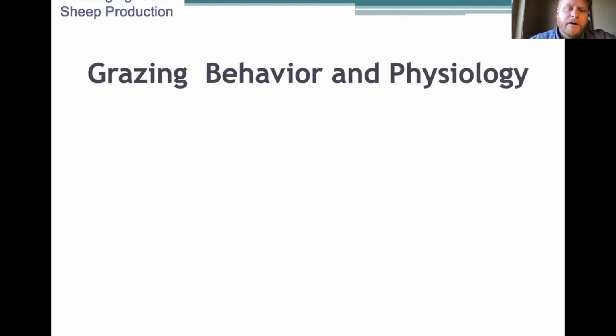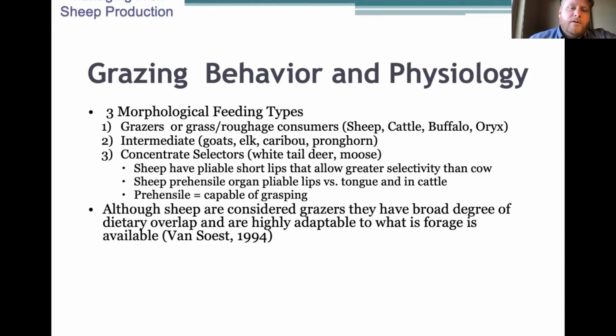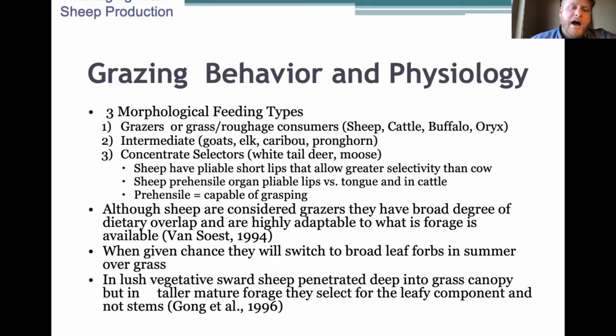The complementarity of multi-species grazing and enterprise stacking with sheep largely revolves around the ability to differentiate in their dietary selection. Sheep's dietary flexibility in terms of preference for broadleaf plants versus grass allows them to show adaptation when certain forage resources are available. They have a broad degree of dietary overlap and are highly adaptable to what forage is often available across seasons. When given a chance, they can switch to broadleaf forbs in summer over grass.